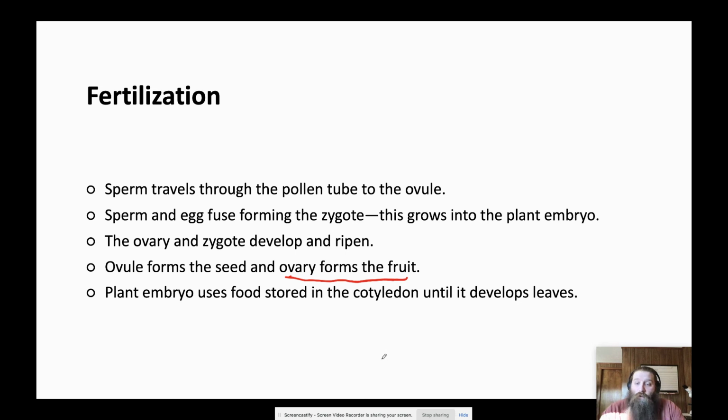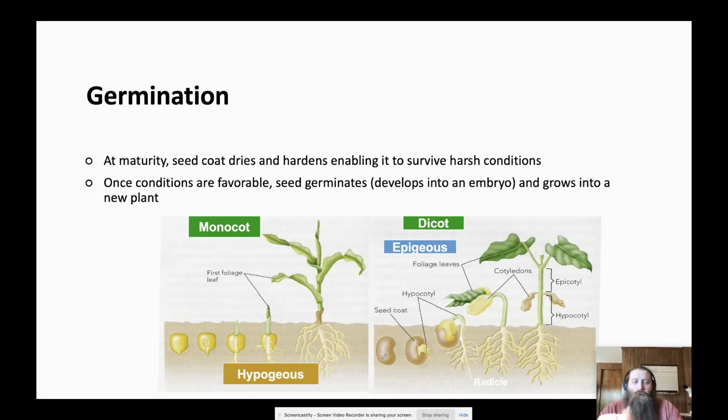Now, germination is the process of the plant growing up from the seed out of the ground to form a recognizable plant. And so once it has favorable conditions, the seed will germinate, which means develop into an embryo, and it will become a new plant.